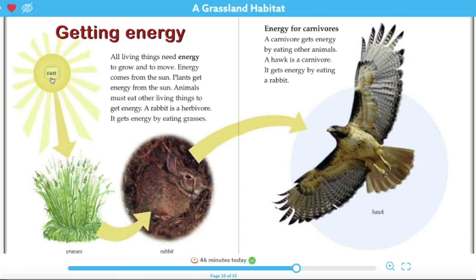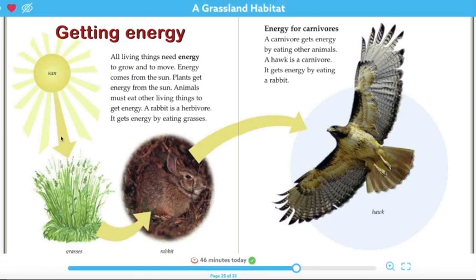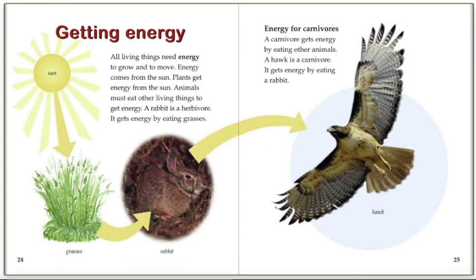So if we look at the pictures, there are some labels. So here's the sun, and the sun with the arrow. So the sun gives the energy to the grasses, and then the grasses give energy to the rabbit, and then the rabbit gives energy to the hawk.